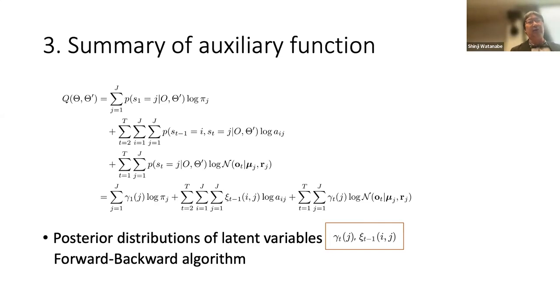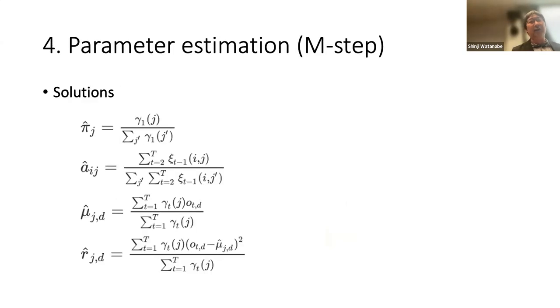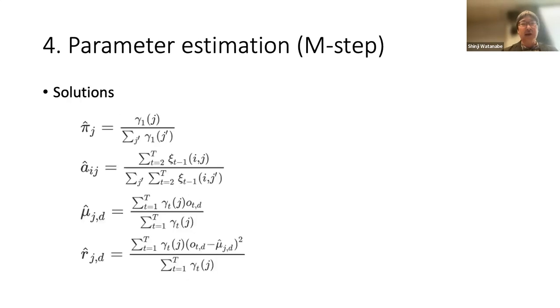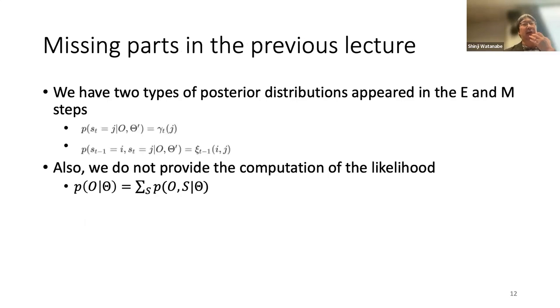Then, given this auxiliary function, the last operation is to get the solution for each estimated parameter based on this objective function, and take the derivative to find the optimum pi, a, and mu. That is the parameter we introduced in the concrete form of the likelihood function. So these are the review of the previous estimation.